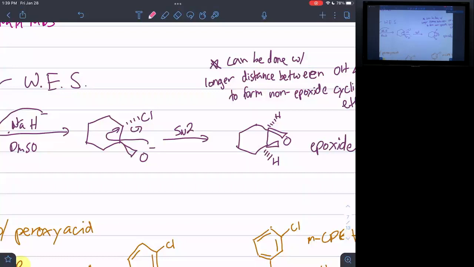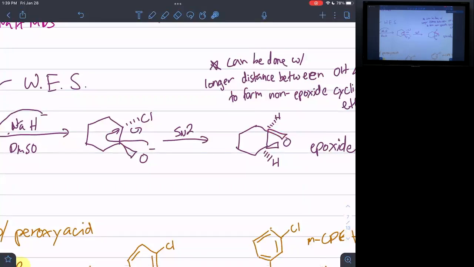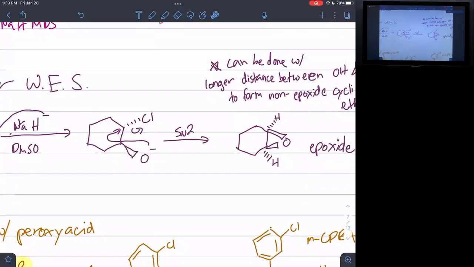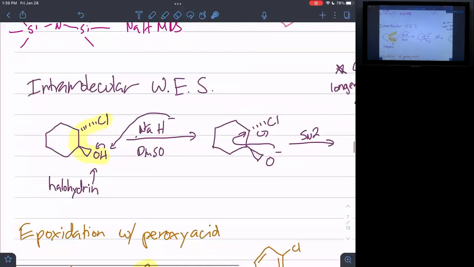Yeah, this arrow just turns into a bond, which is this thing, and you get your epoxide. That's great. Can you explain why we would use NaH over KOH? Could you use KOH in the same instance? In this case, I don't think so, because this proton is not that acidic. So you need something stronger to rip it away.